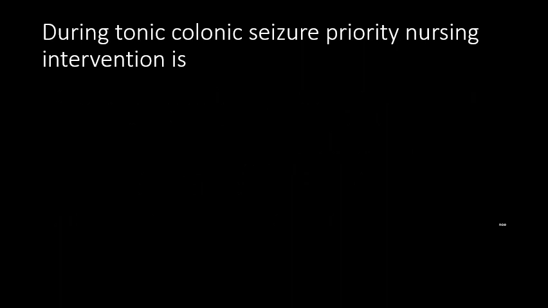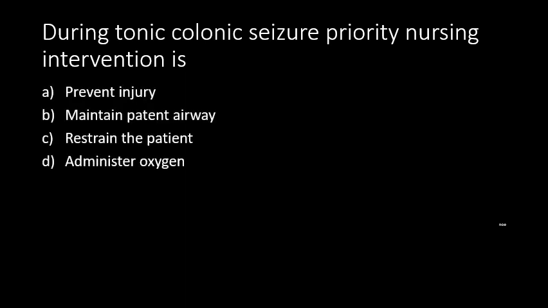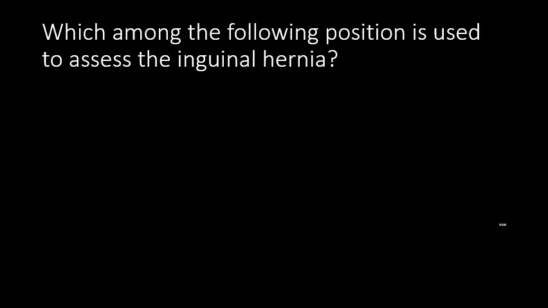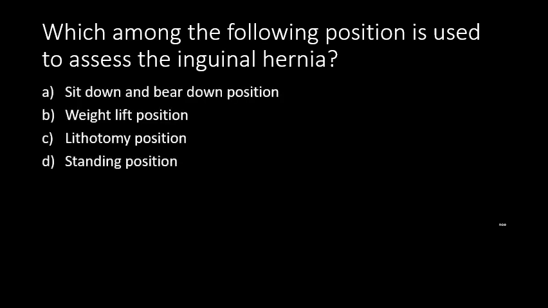Next question. During tonic-clonic seizure, priority nursing intervention is: option A. Prevent injury, B. Maintain patent airway, C. Restrain the patient, D. Administer oxygen. And the answer is maintain patent airway. Next question. Which among the following positions is used to assess the inguinal hernia? A. Sit down and bear down position, B. Weight lift position, C. Lithotomy position, D. Standing position. And the answer is sit down and bear down position.